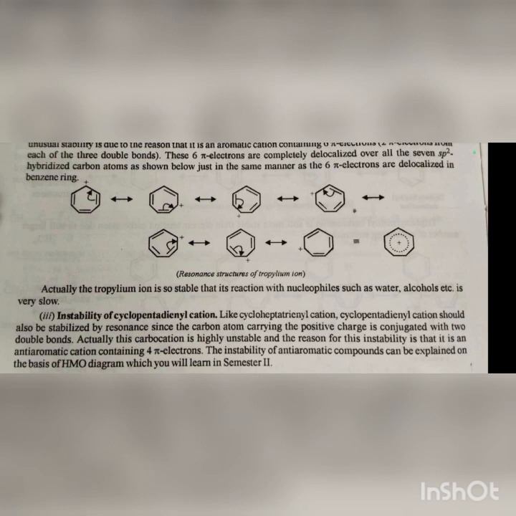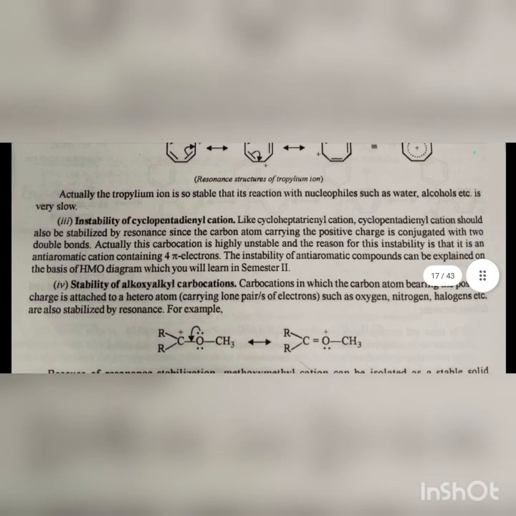Like cycloheptatrienyl cation, cyclopentadienyl cation should also be stabilized by resonance, since the carbon atom carrying the positive charge is conjugated with two double bonds. Actually, this carbocation is highly unstable, and the reason for this instability is that it is an anti-aromatic cation containing 4 pi electrons. The instability of anti-aromatic compounds can be explained on the basis of the HMO diagram, which we will learn in semester second. Stability of alkoxyalkyl carbocations.